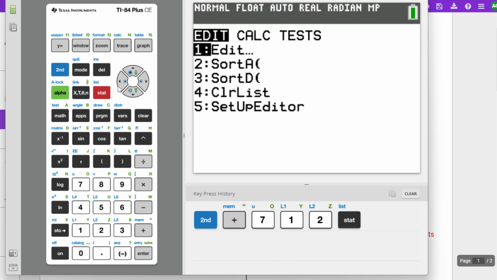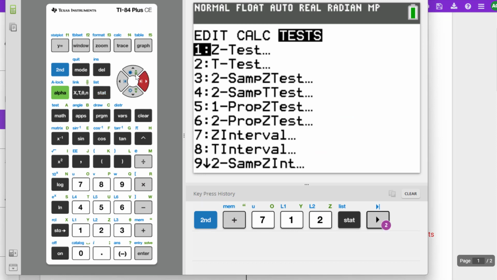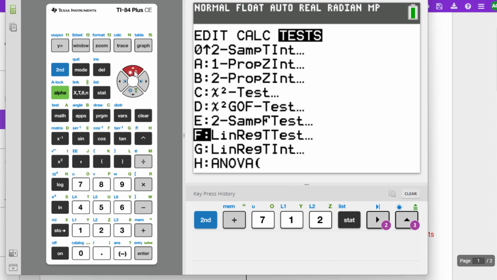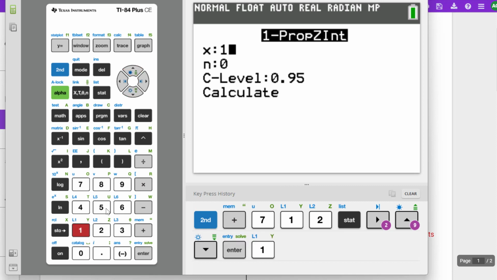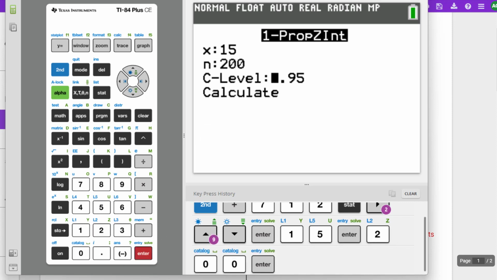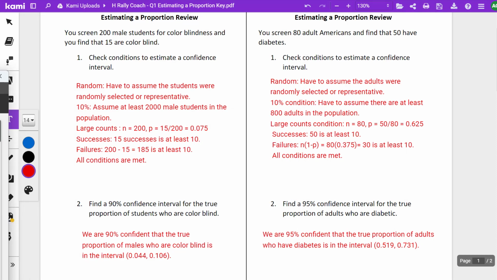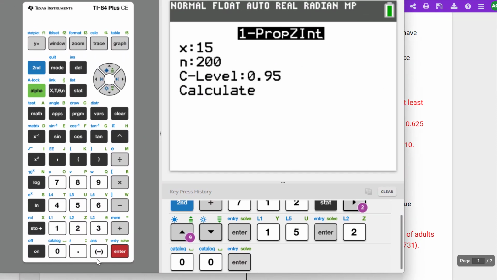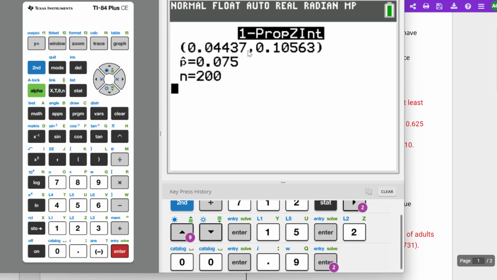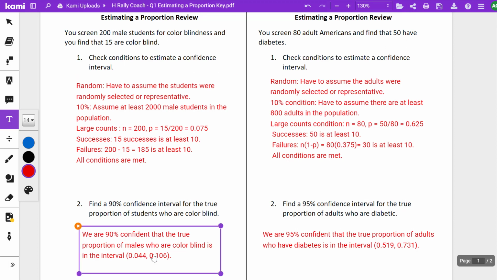So I'm going to hit stat, test. Even though it's not a test, it's an interval, and it's usually on the bottom. So it's a 1 proportion Z interval. All right, hit enter. And we said 15 out of 200. Then we ask, what confidence level did we want? We wanted 90. So all I have to do is change this to 0.9, calculate, and there you go: 0.04437 to 0.10563, which pretty much matches our interval right here. So this is kind of rounded.